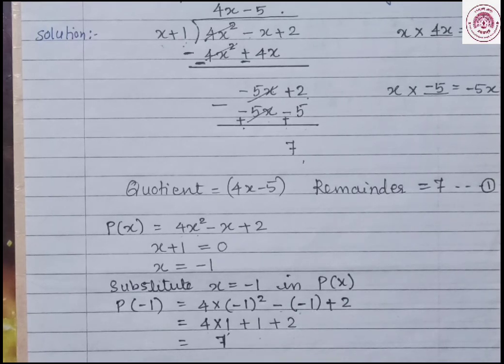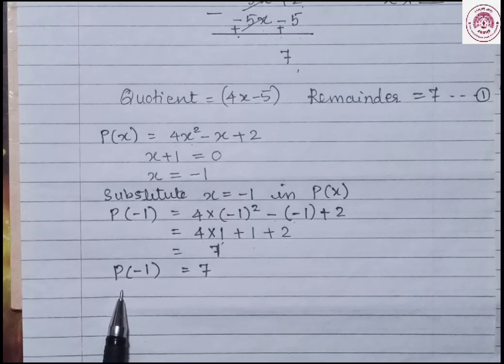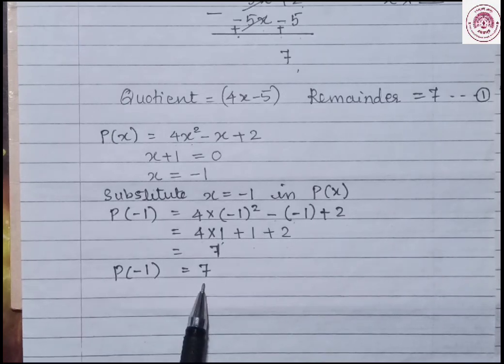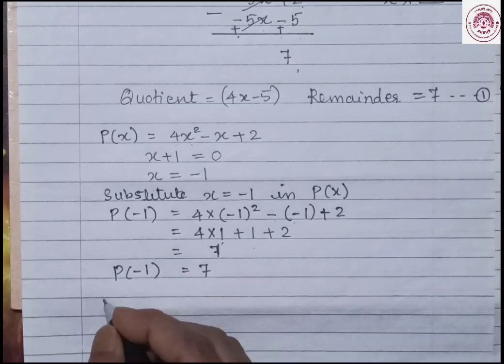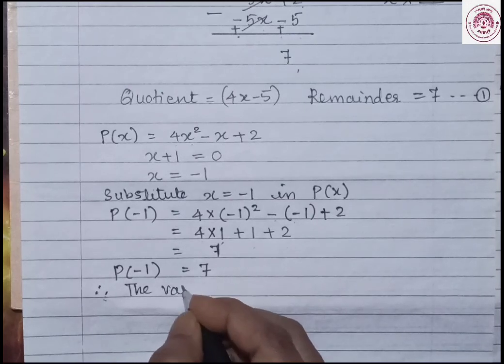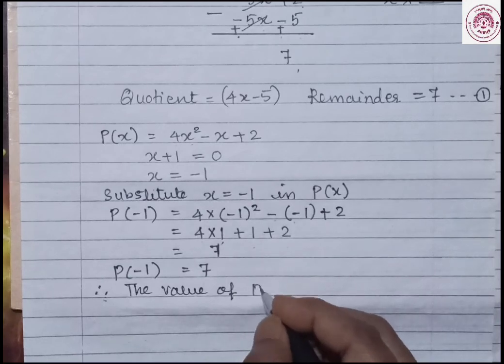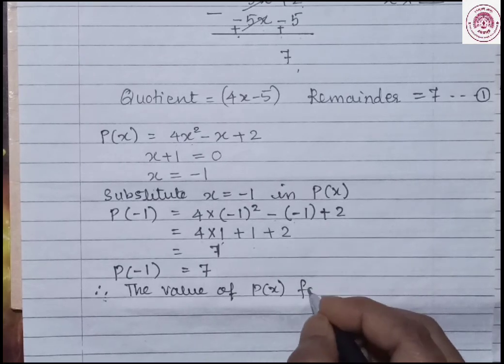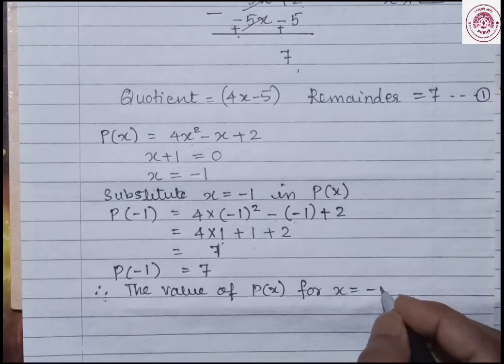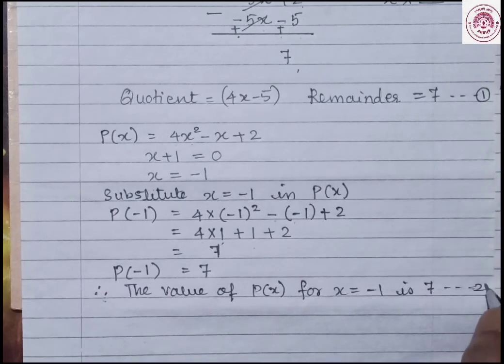Thus, P of negative 1 is equal to 7. That is, the value of the polynomial for x equals negative 1 is 7. So we can write here, the value of P of x for x equals negative 1 is 7. Now let this be equation number 2.